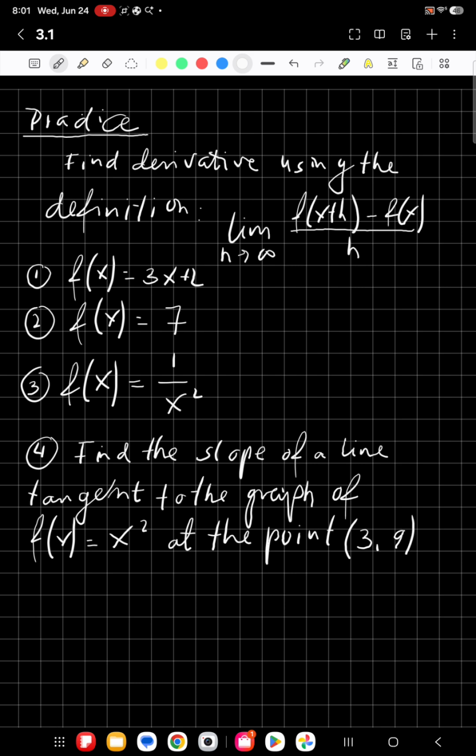All right, so you can use either of those two definitions. Maybe the one with c is easier, is better. And let me give you the solutions. So the first one is 3, second one is 0, third one is negative 2 over x cubed, and this one is 6.